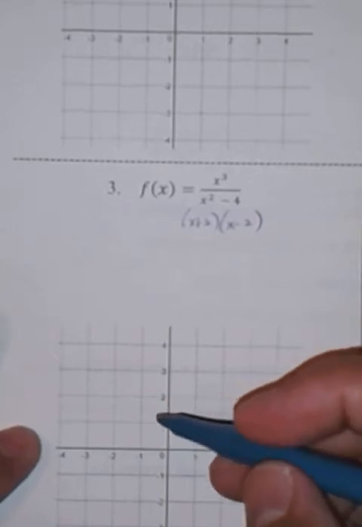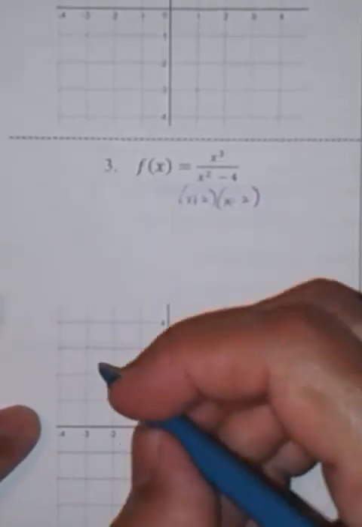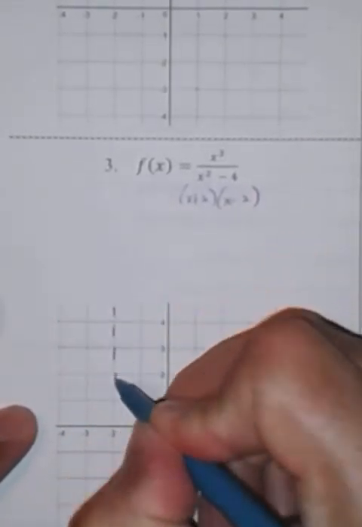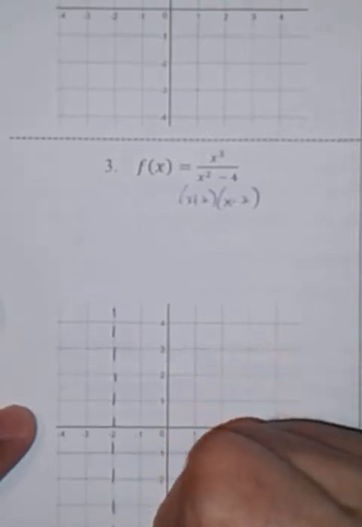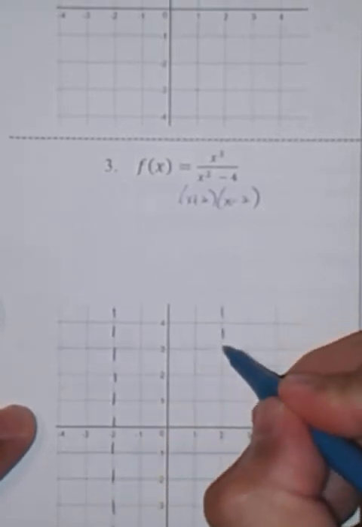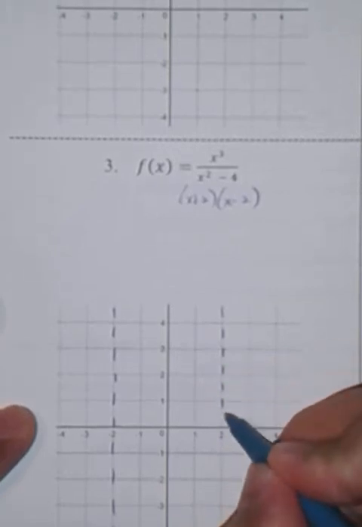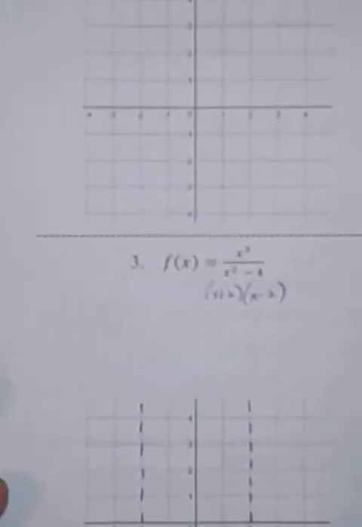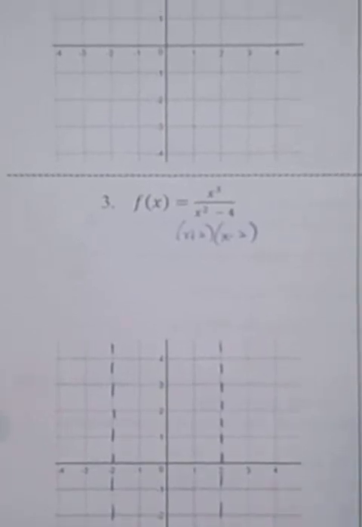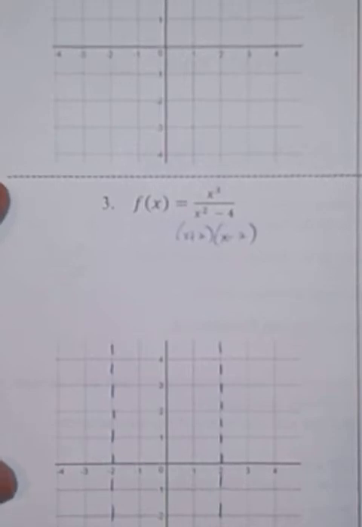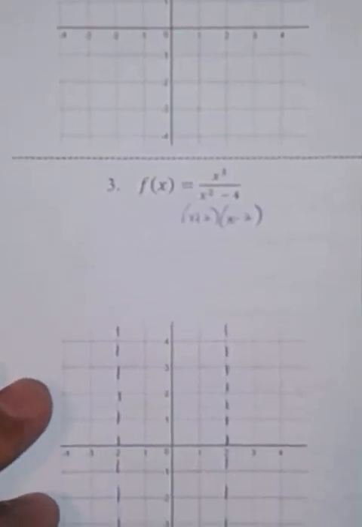We do have 2 vertical asymptotes. I'll draw them on the graph here at x equals plus and minus 2. This is for number 3, right? Again, it's f of x equals x to the third over x squared minus 4. So there are my vertical asymptotes, and then we'll have to wait to see where we put the slant asymptotes.